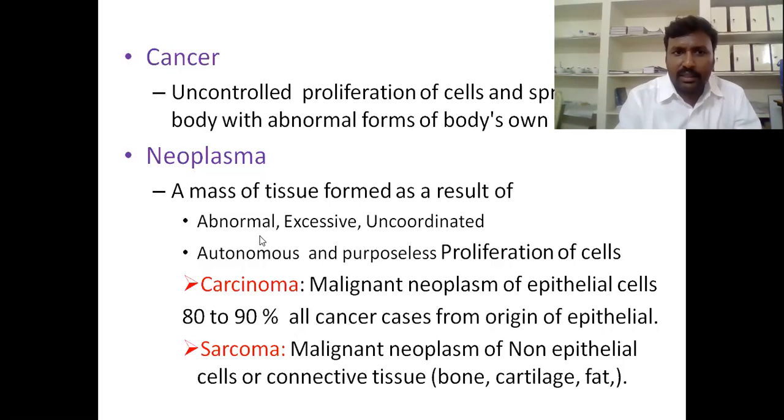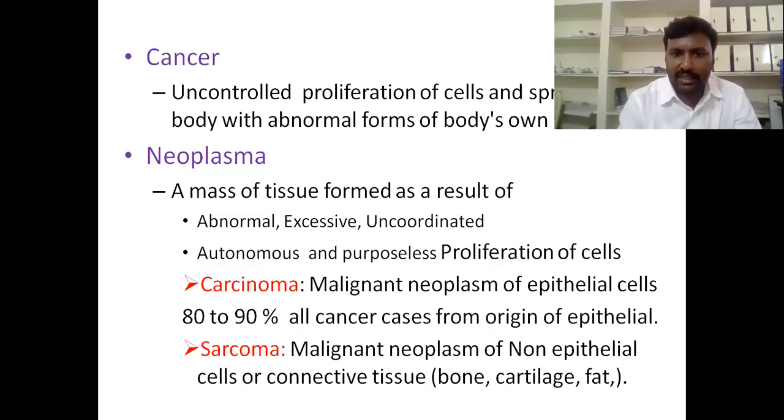So here, abnormal means when you compare with the normal cell, it is abnormal. Excessive means more in number. Uncoordinated means there is no coordination between one cell and another cell. Autonomous means the cells produce themselves automatically. And purposeless, there is no purpose of the proliferation of cells. Proliferation of cells means multiplication of cells. That is cancer.